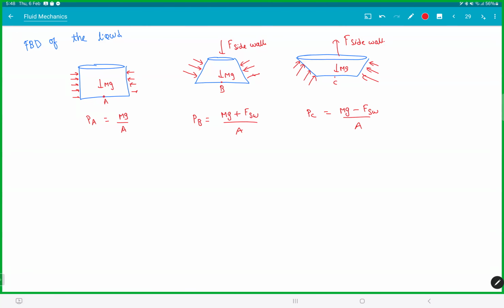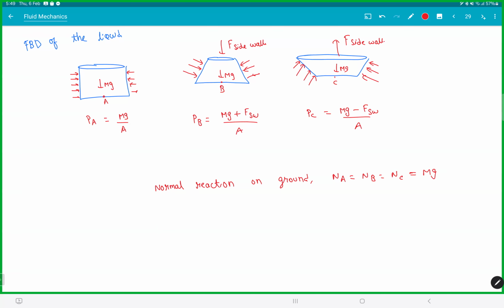But if I ask you the normal reaction on the ground, then it will be the same again. That is because the force between the liquid and the container becomes an internal force. The normal reaction on the ground will be equal to mg only if you take the whole thing as a system. Is this making sense, everyone? So the thing is, people forget the normal reaction due to the walls.